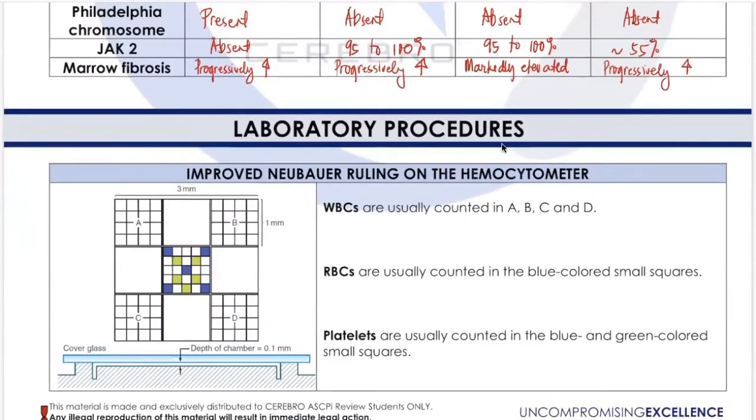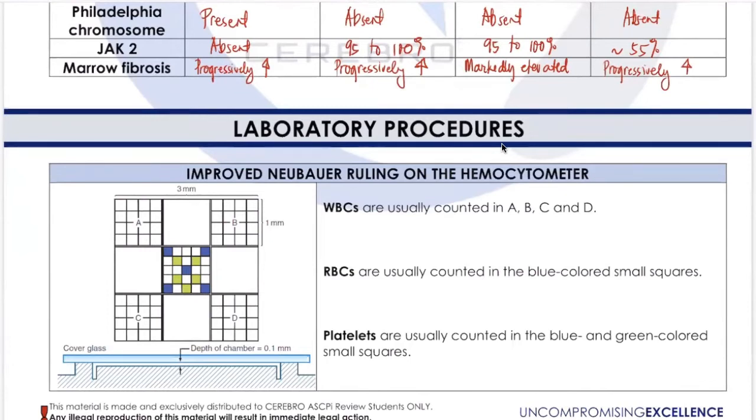Okay, good morning. So this is our last session for the hematology lecture. So we are now going to discuss the different laboratory procedures in hematology. Okay, so first we have the improved Neubauer ruling on the hemocytometer.